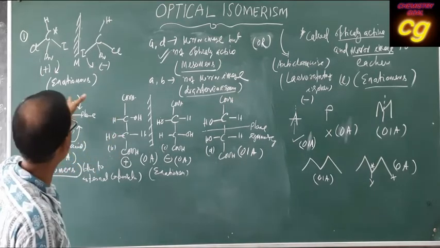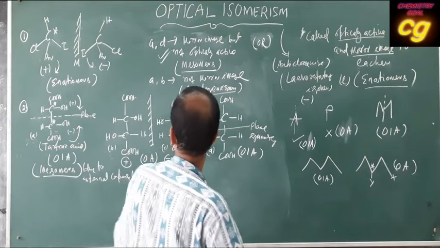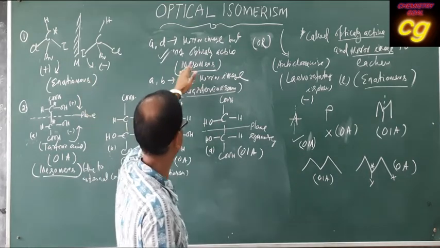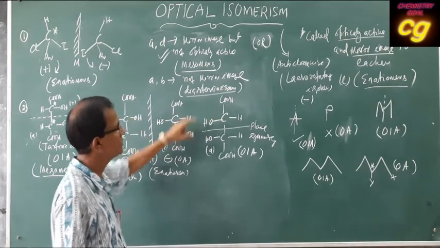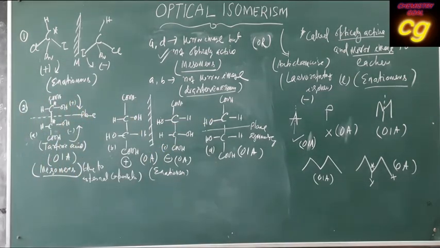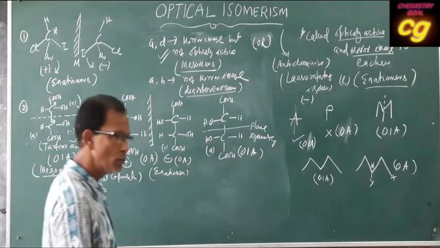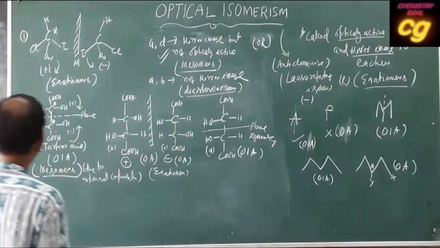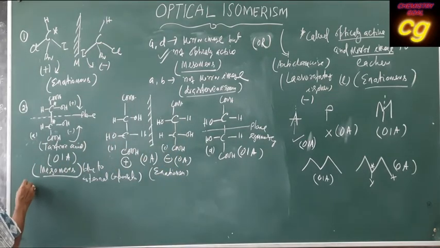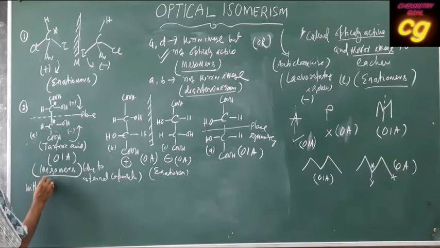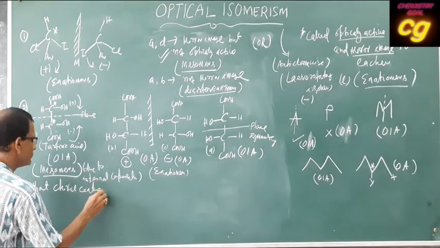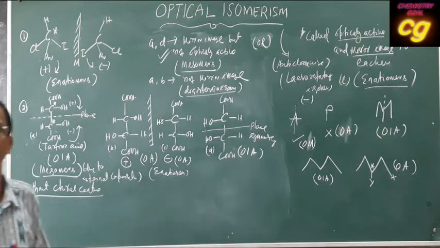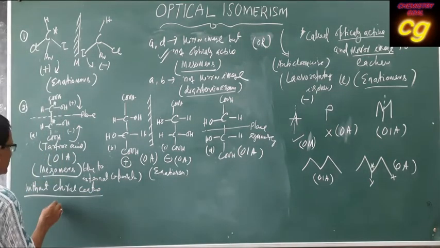So this is regarding the types of optical isomers: enantiomers, meso compounds and diastereoisomers. These are very important types of optical isomers. Another thing observed is that some molecules have no chiral center. Without a chiral center, how will the molecule be optically active? For example, suppose this case.